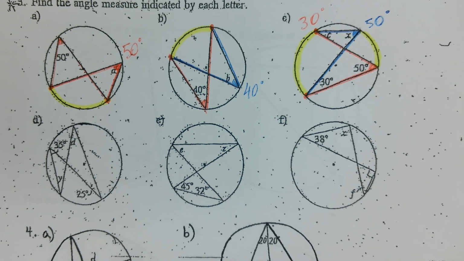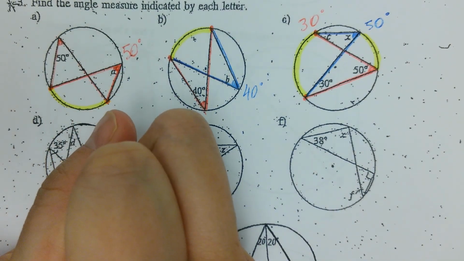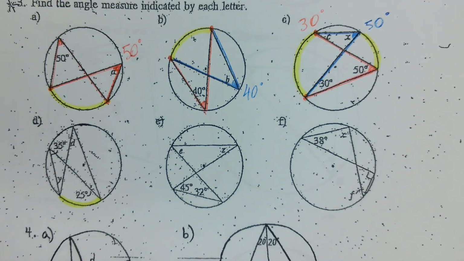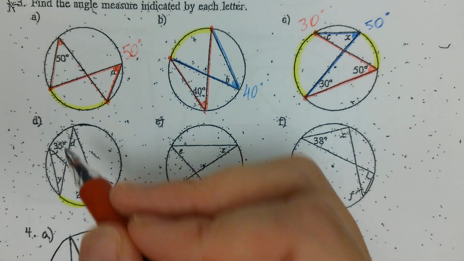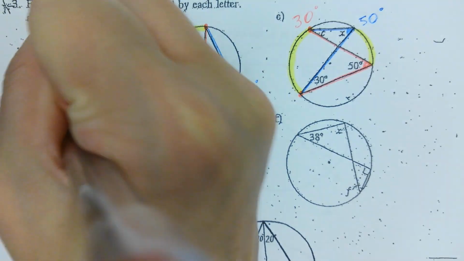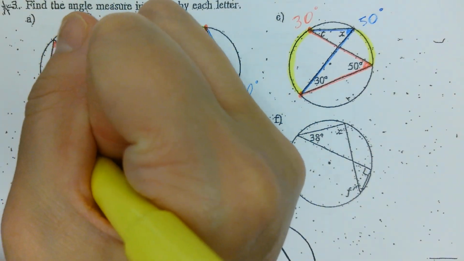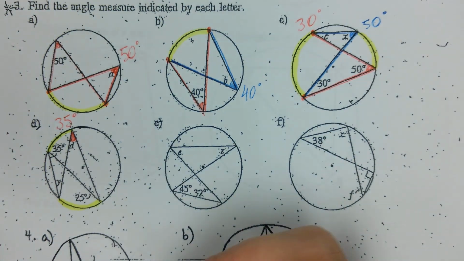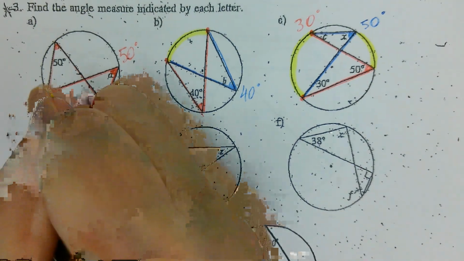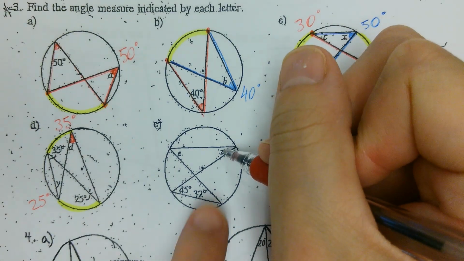Okay, so, and this one, here's my arc on the bottom. So what's D? What's this angle then? 35. Good. All right. And similarly, I could draw another arc up here and going across this way. So Y is 25. Good. All right. E. What is Z?